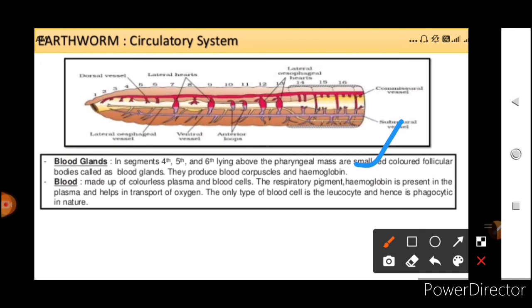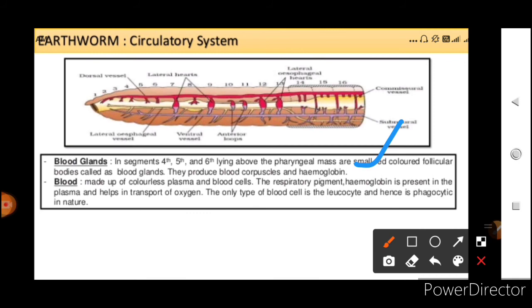Now, what kind of blood is found in earthworm? This blood is made up of colorless plasma and blood cells. The respiratory pigment hemoglobin is present in the plasma and helps in the transport of oxygen. And the only type of blood cell is the leukocyte, and hence it is phagocytic in nature.